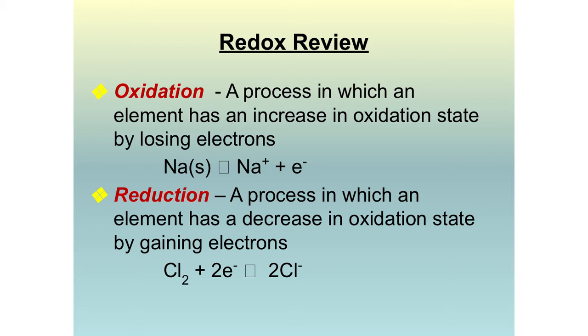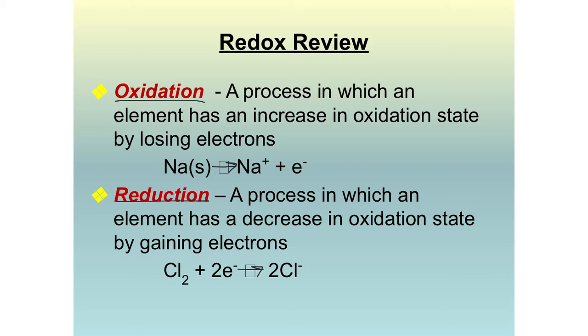So redox consists of a reduction and oxidation. So all redox reactions consist of a reduction and oxidation reaction occurring simultaneously. In our redox reactions, we have a transfer of electrons. So one substance is losing electrons, the other substance is gaining electrons. Now, our two half reactions are oxidation and reduction.